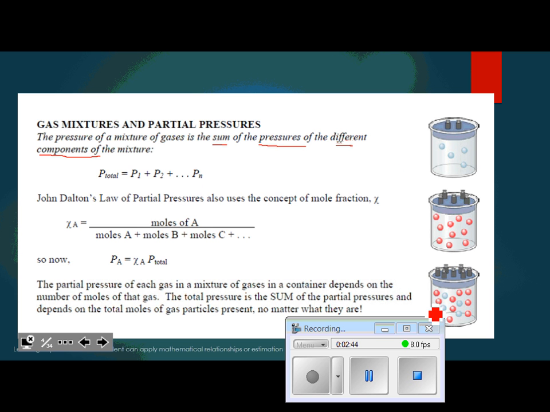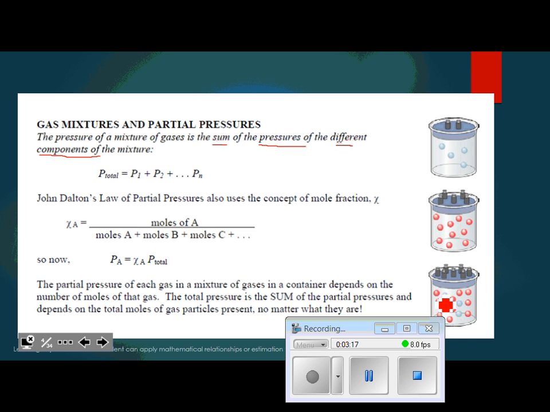So in this diagram over right here, I've got a mixture of gases. This is gas 1, this is gas 2. So the total pressure inside of this container would be the sum of pressure of gas 1 plus the sum of pressure of gas 2. In some instances, you will know the total pressure of the mixture of gases, but you don't want that. You want the partial pressure of just one component in that mixture.